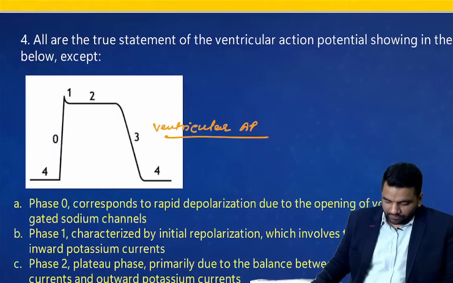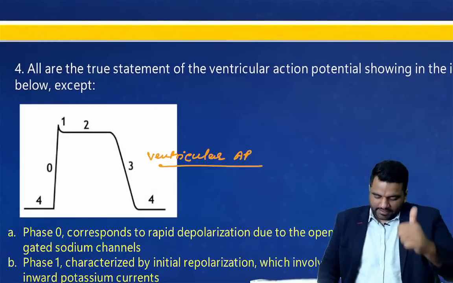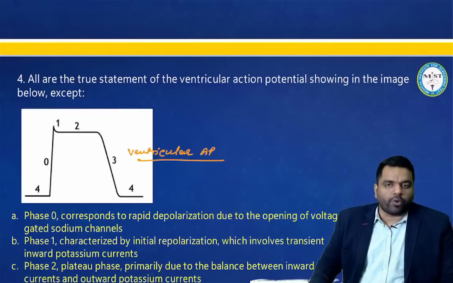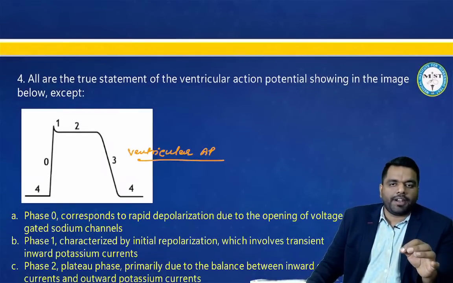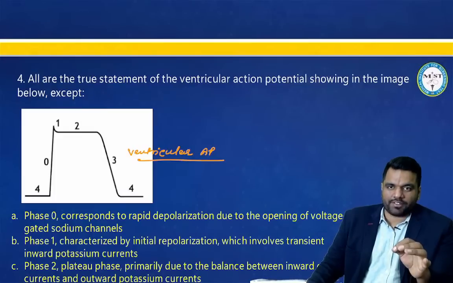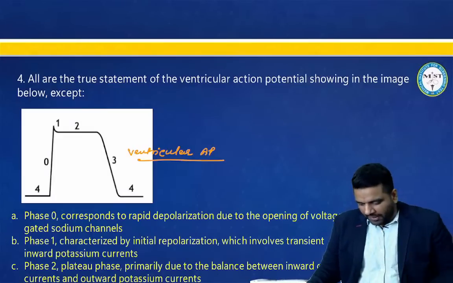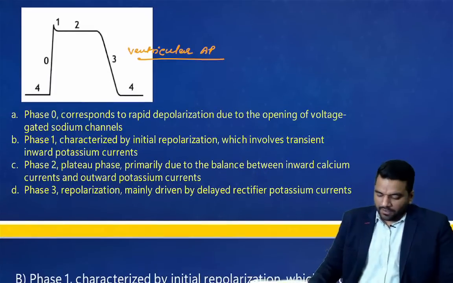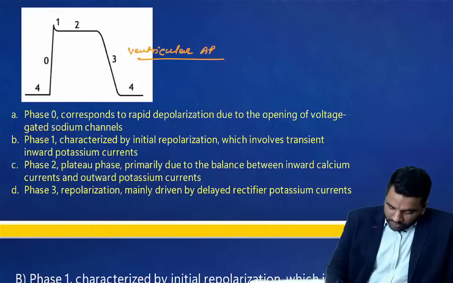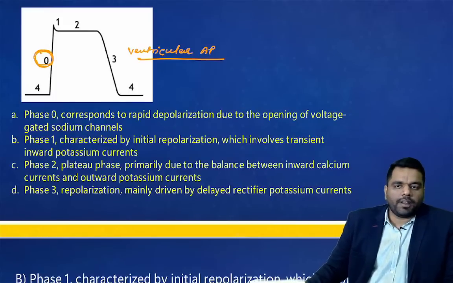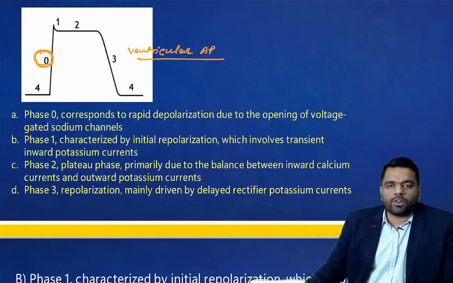Now, question number 4: all are true statements of the ventricular action potential shown in the image below, except. Right, beta? So all are true except. Now please look one by one. So what is happening in phase 0? Option A: phase 0 corresponds to rapid depolarization due to the opening of voltage gated sodium channels.